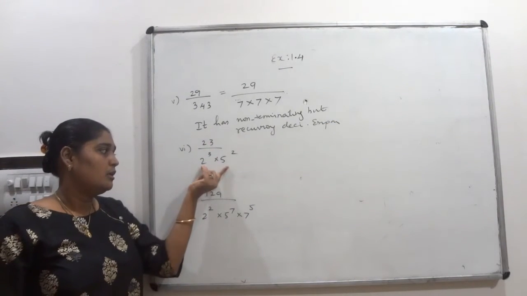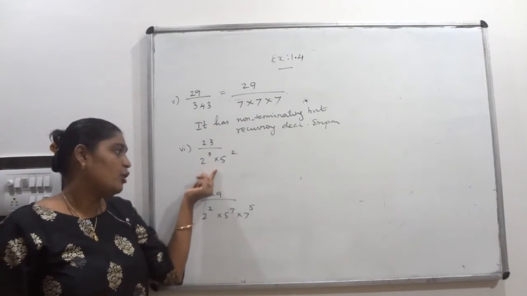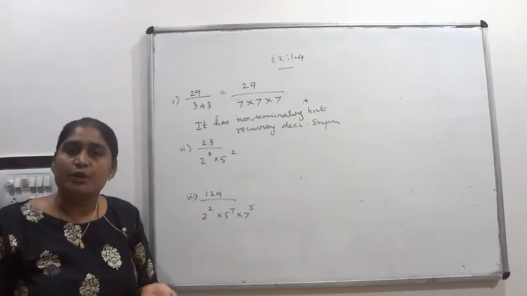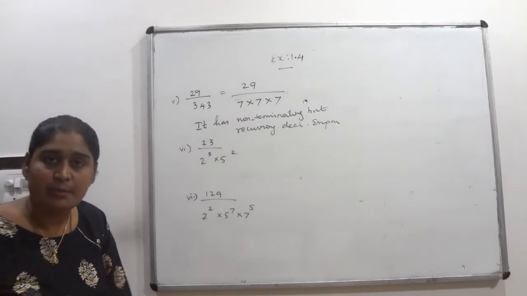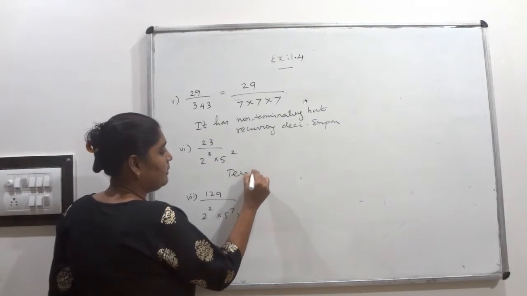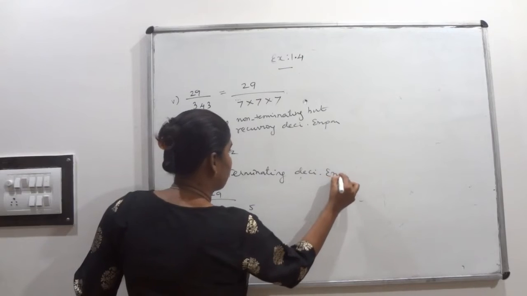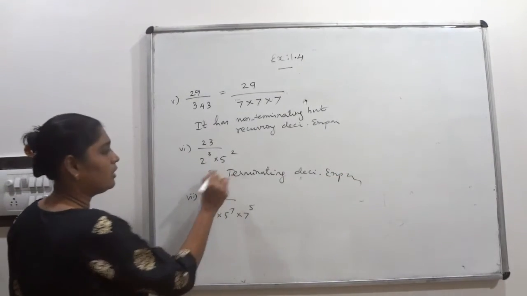Check this one. Denominator 2 power 3 into 5 power 2. The denominator is in the form of 2 power m into 5 power n. That's why it has terminating decimal expansion. Directly we can write it. Terminating decimal expansion. Okay.